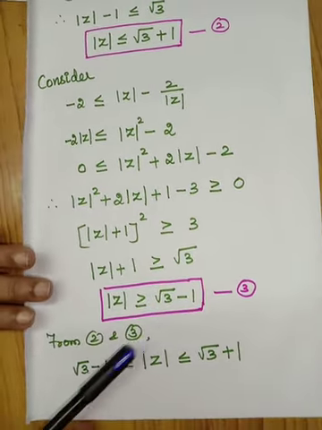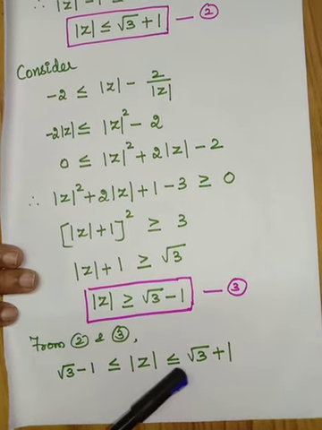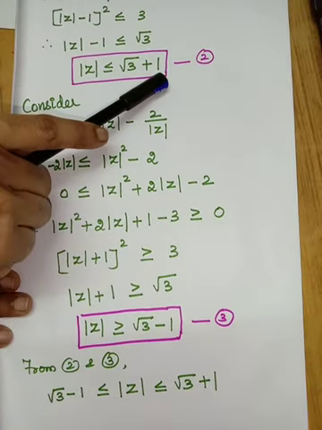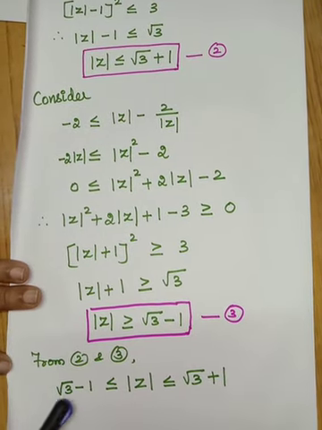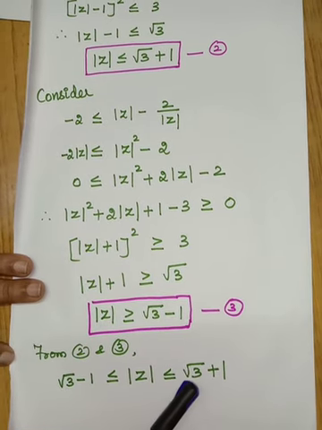So, see that root 3 minus 1 is less than or equal to modulus z is less than or equal to root 3 plus 1. So the least value is root 3 minus 1 and the greatest value of modulus of z is root 3 plus 1.